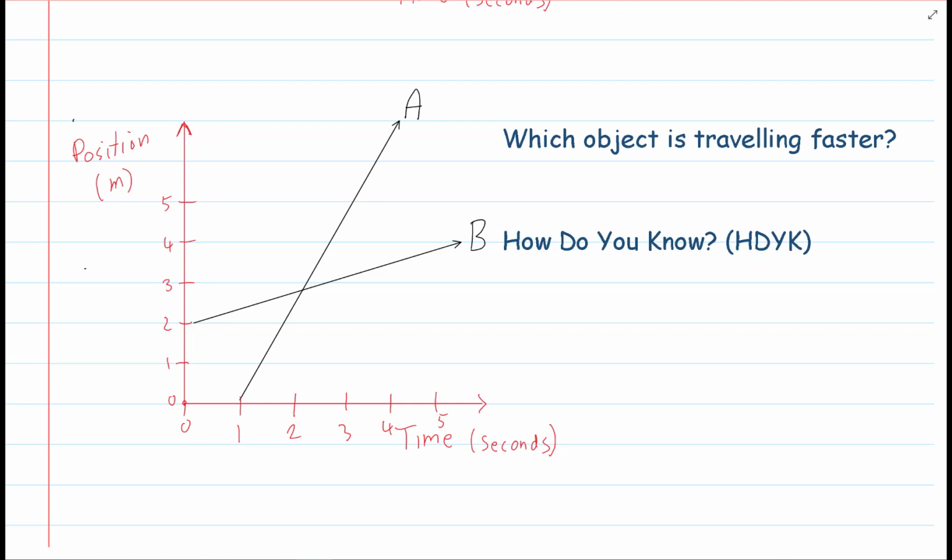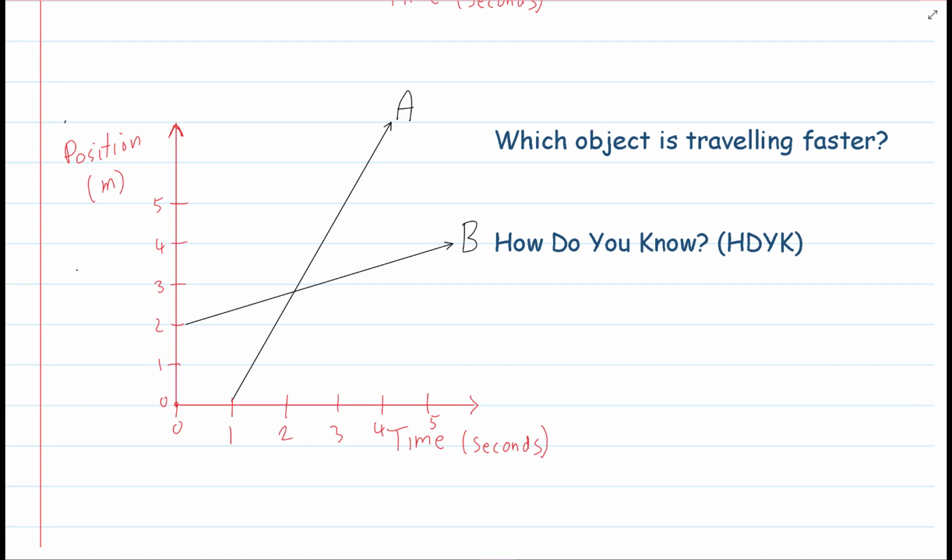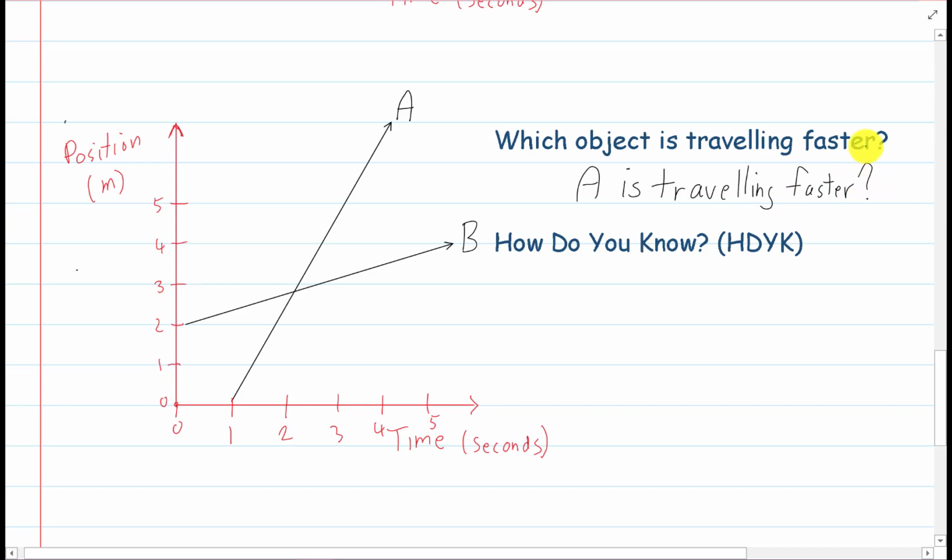I'll give you a second to jot it down. Okay, which object is traveling faster? A. Good answer. A is traveling faster. But the big question is, how do you know?